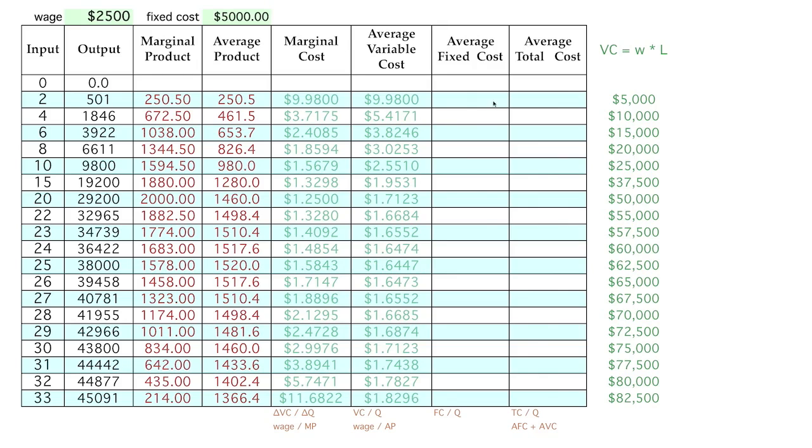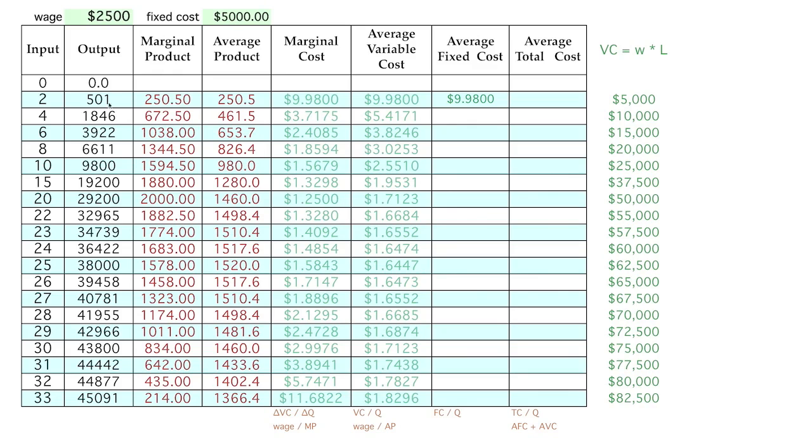That's the only thing that changes about the average fixed cost: not the fixed cost part, but the output part. For example, to get this first average fixed cost right here, obviously if you have 0 output, it's undefined. But if you want to find the average fixed cost of making 501 units of output, you take the $5,000 fixed cost and divide it by 501. And the answer you get is 9.98.